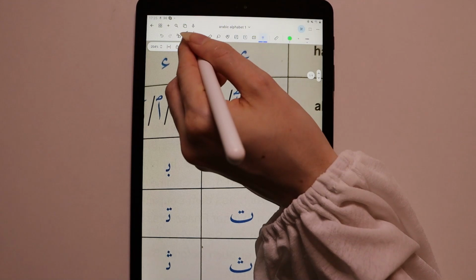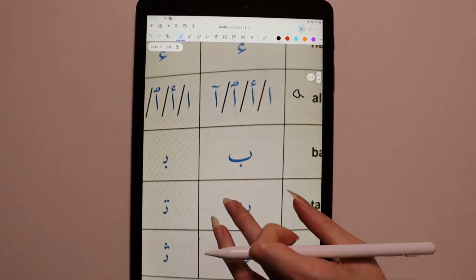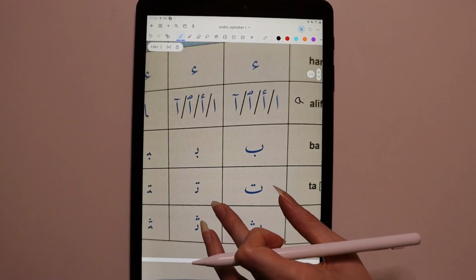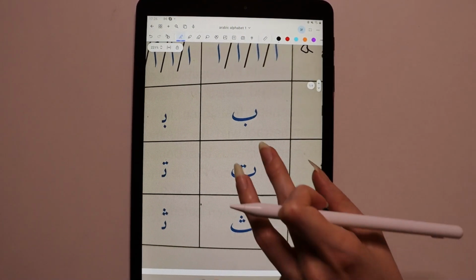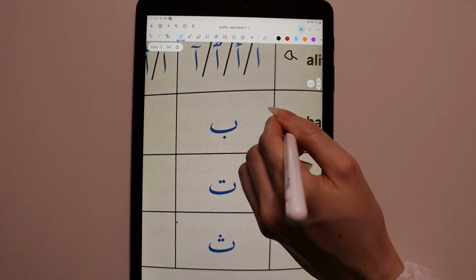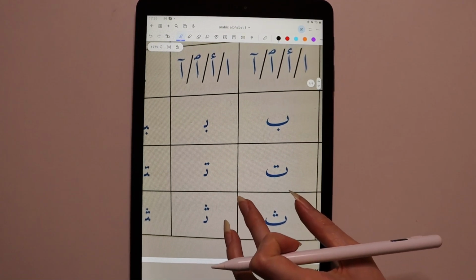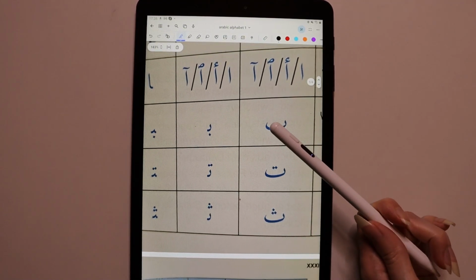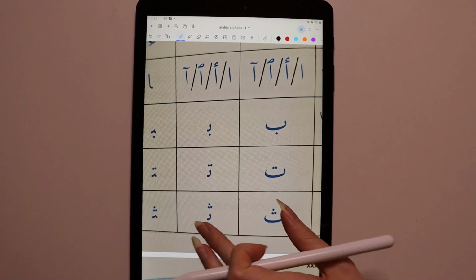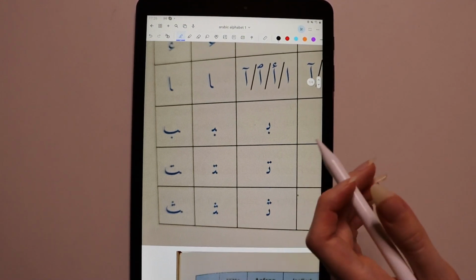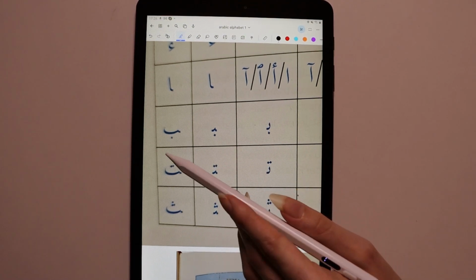I'm also going to write this down. Alif is like A. And then we have Ba. Ba is like a B. And this is the isolated letter. And this is the letter at the beginning of either a word or after an alif, as an example. The beginning form, the middle form, and the end form.